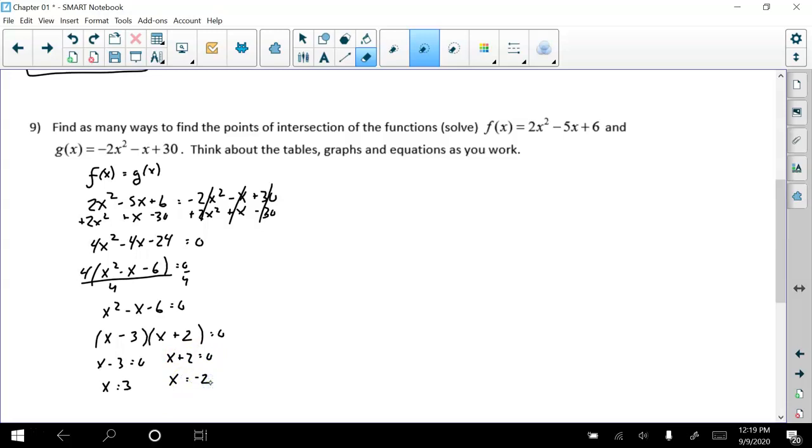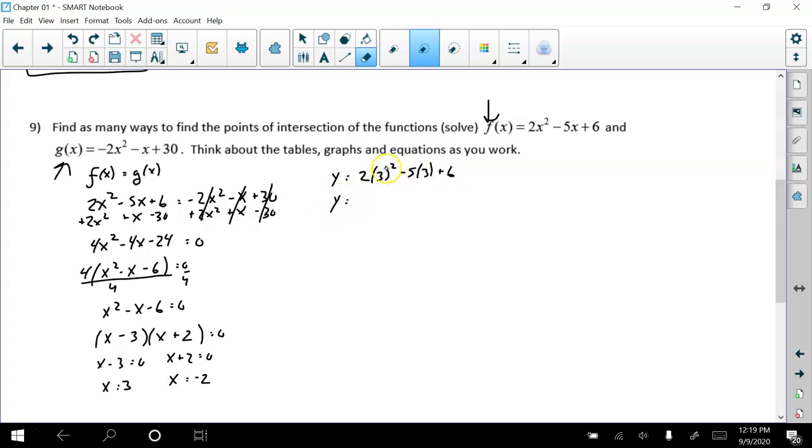So now that's just our values for x, but an intersection has an x and a y component. So what we need to do is find out what value of y we would get. And to do that, we can either go into f of x or g of x. They both are going to work. So y equals, I'm going to use the f of x just because I don't feel like dealing with a negative. 2 times 3 squared minus 5 times 3 plus 6.